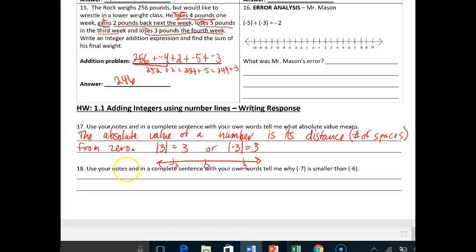All right, 18. Use your notes in a complete sentence with your own words. Tell me why -7 is smaller than -6. So I'll help you by starting this and saying, hey, remember the number line. If this is 0, if I move right, I get bigger. If I move left, I get smaller. So you tell me in a complete sentence why -7 is smaller than -6, even though our brains are programmed to say, hey, 7 is bigger than 6. But why is that the opposite for negatives? Call me if you have questions.